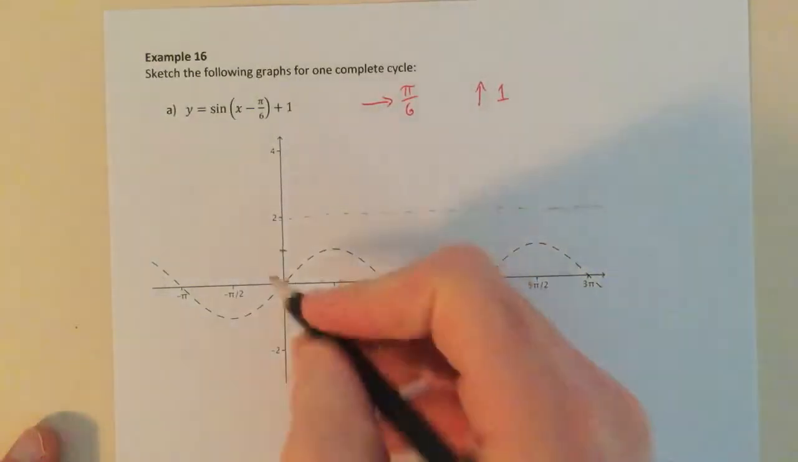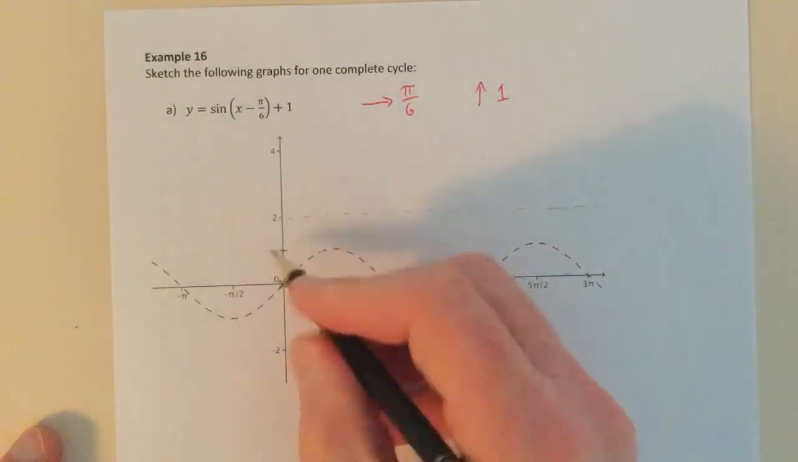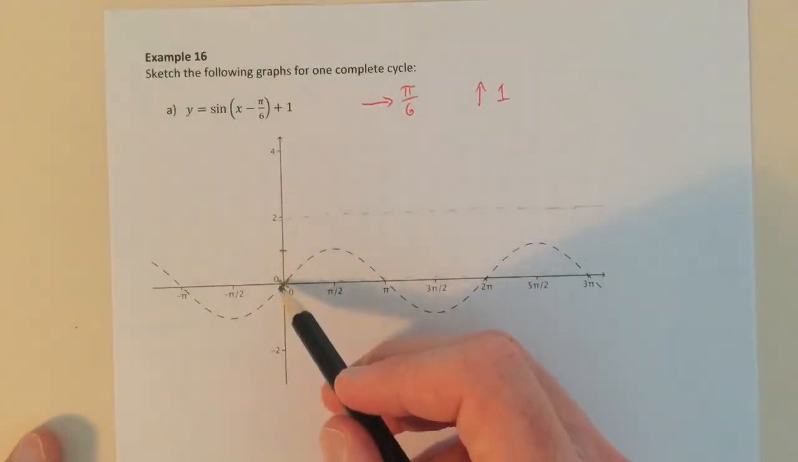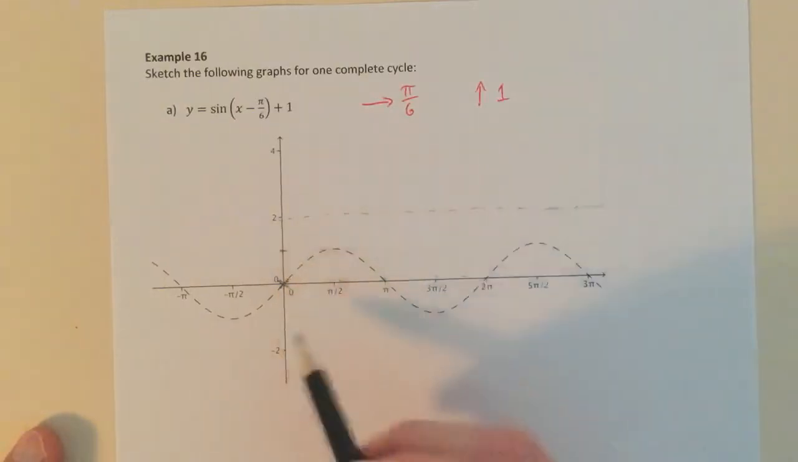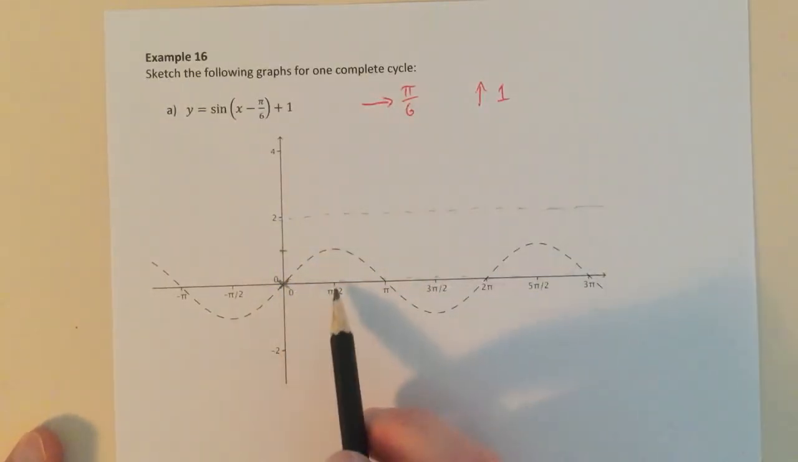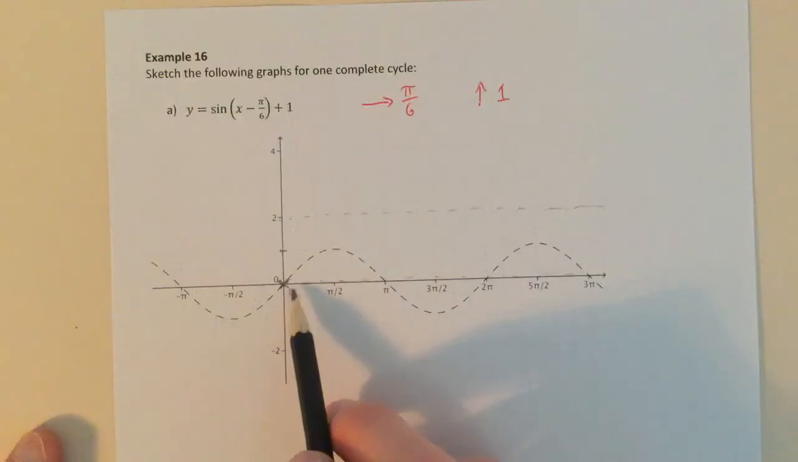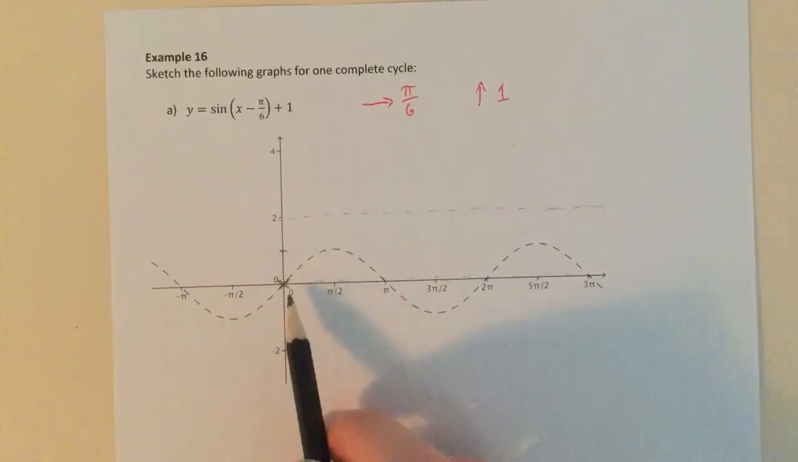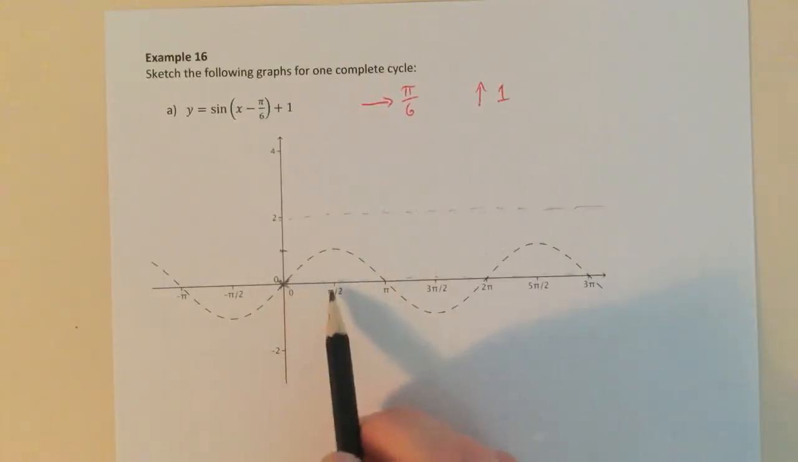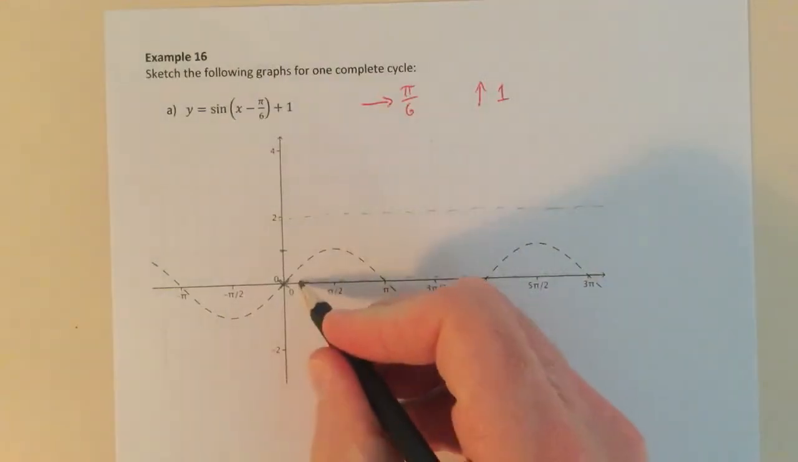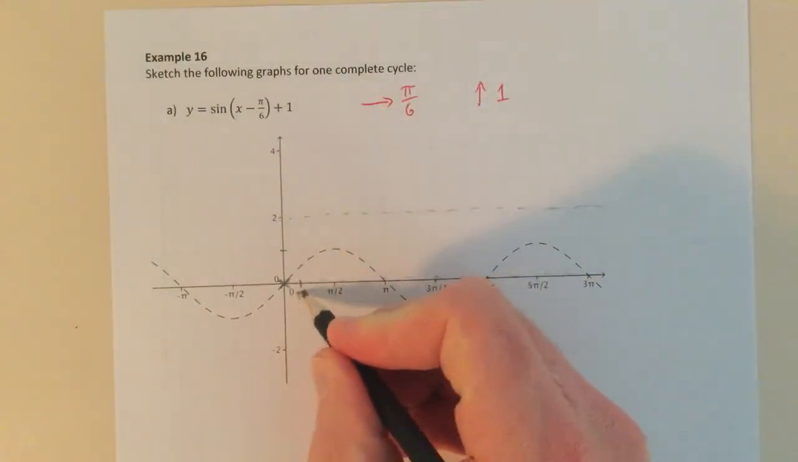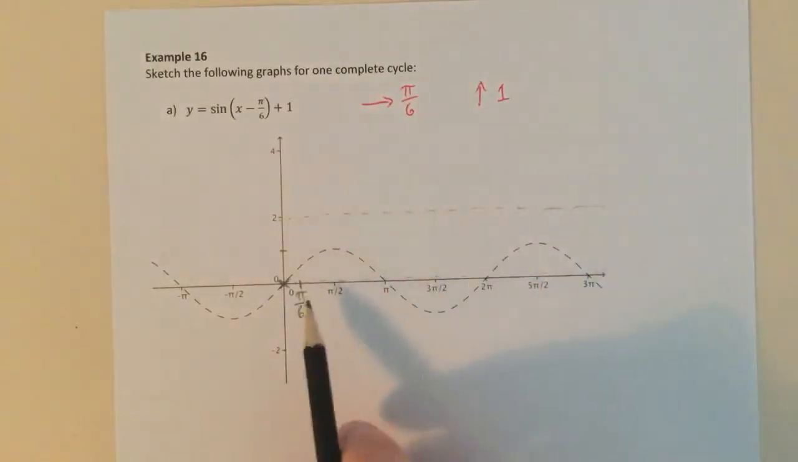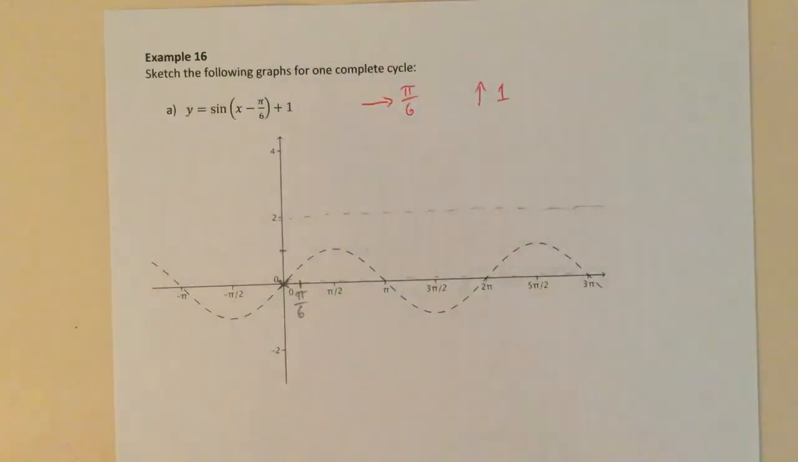So the first reference point at the origin, we take that point and go up 1 unit and across by pi on 6. Now let's look carefully at this grid. We've got pi on 2 here, so 3 grid lines is pi on 2. That means each of these grid lines is pi on 6 units, which is handy, because a third of pi on 2 is pi on 6. So this point here is x equals pi on 6. Okay, anyway, back to it.